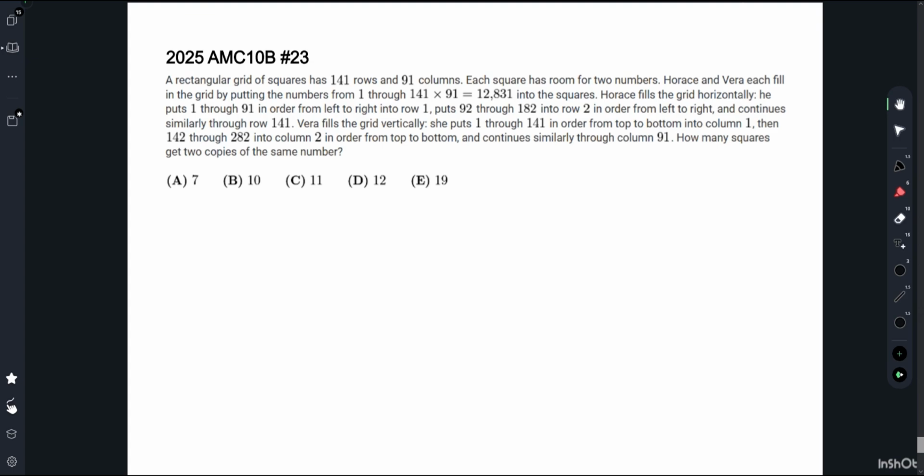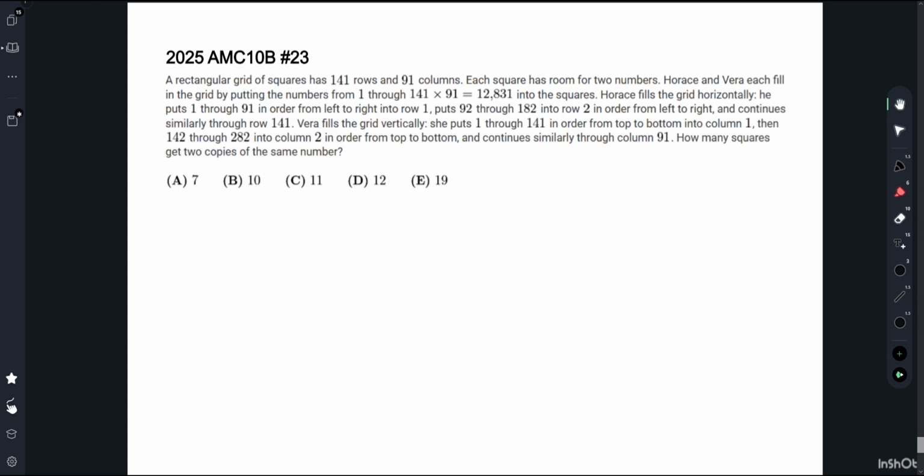AMC10B Problem 23. A rectangular grid of squares has 141 rows and 91 columns. Each square has room for 2 numbers. Horace and Vera each fill the grid by putting in the numbers from 1 through 141 times 91, which is 12,831, into the squares. Horace fills the grid horizontally. He puts 1 through 91 in order from left to right in row 1, puts 92 through 182 in order from left to right in row 2, and continues similarly through row 141. Vera fills the grid vertically. She puts 1 through 141 in order from top to bottom in column 1, then 142 through 282 in column 2 in order from top to bottom, and continues similarly through column 91. How many squares get 2 copies of the same number?